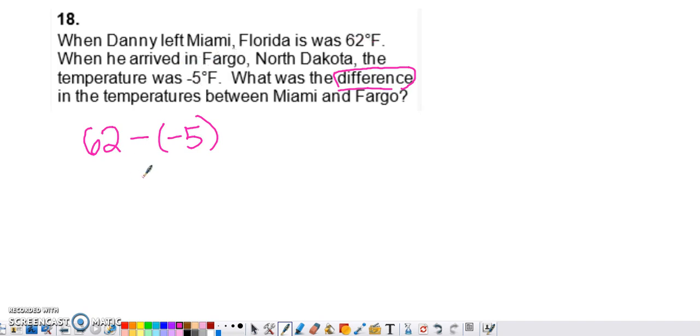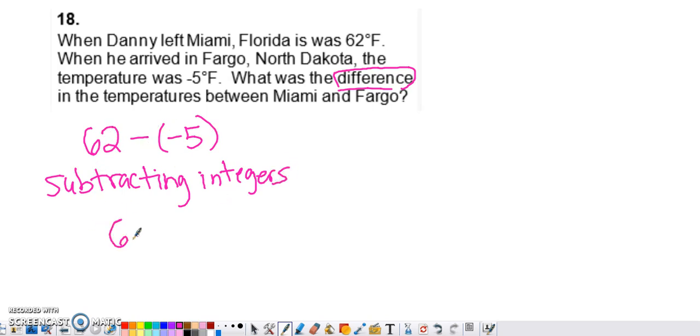But remember, when we're subtracting integers, our rule is add the opposite, okay? So instead of 62 minus a negative 5, we're going to do 62 add the opposite of negative 5, which is positive 5, which would be 67 degrees. So I know what you're thinking. That's kind of weird, Ms. Dalton. Why did I get a positive answer? That's really big.